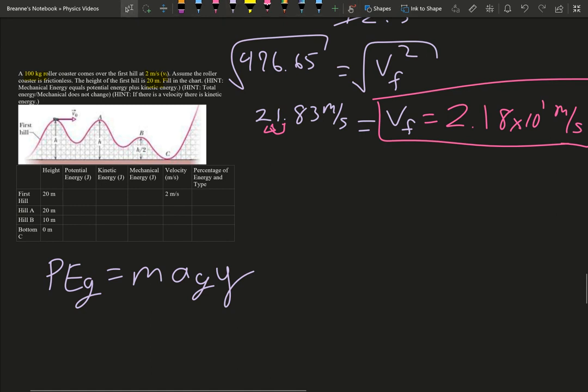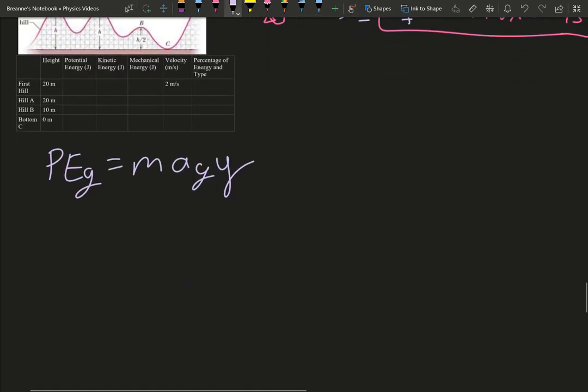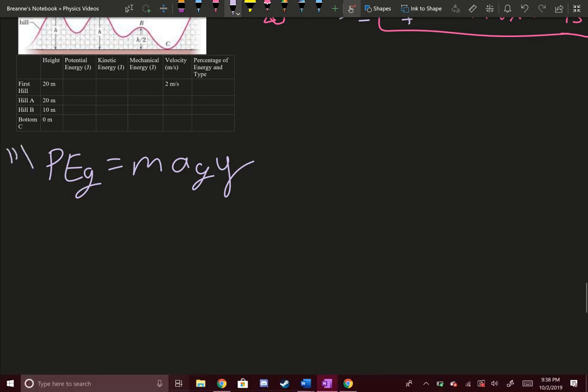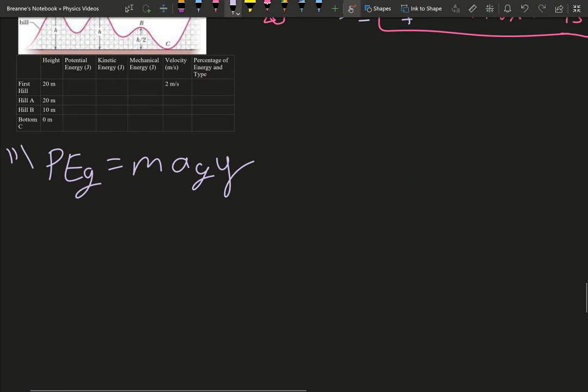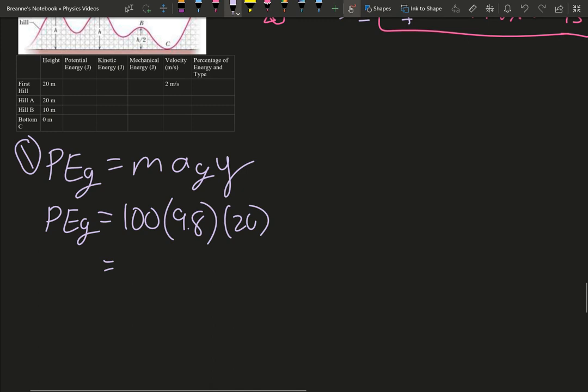So if we're looking at the first hill, we're just going to do number 1. I'll circle it. There we go. So hill number 1. We can solve for our potential energy. So we know the mass, it's 100. We're on Earth, so it's 9.8. And our height is 20. So we're going to do 100 times 9.8 times 20. And you get 19,600 joules. So that is our first potential energy.